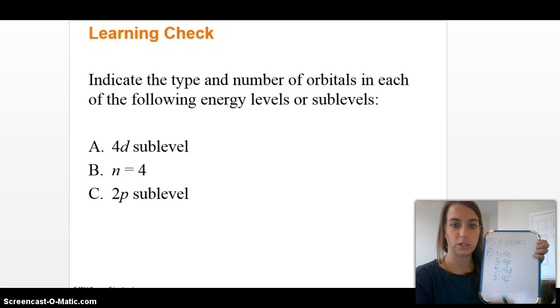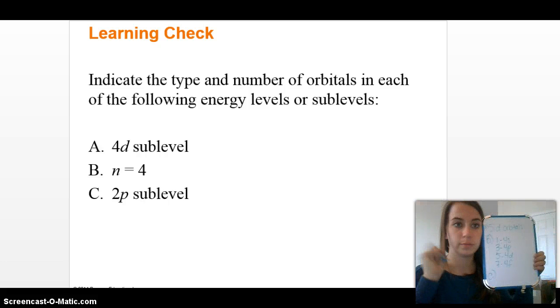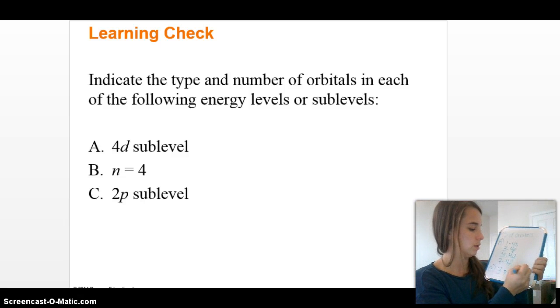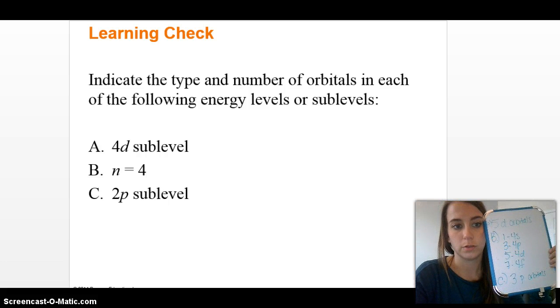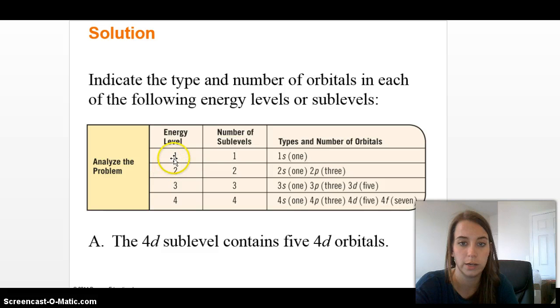And lastly, in the 2p sublevel, well, in P, how many do you always have? 3 p orbitals, right? So you're going to have 3 p orbitals. They're going to be the specific 2p orbitals, okay? We have 3 different ones. This chart might help you if you wanted to copy that down. It shows you the energy level, the number of sublevels in that energy level, and then the different types and numbers. So in energy level 1, you have 1s, and there's only 1 orbital. So it shows you all those. So that's a good chart to copy down.